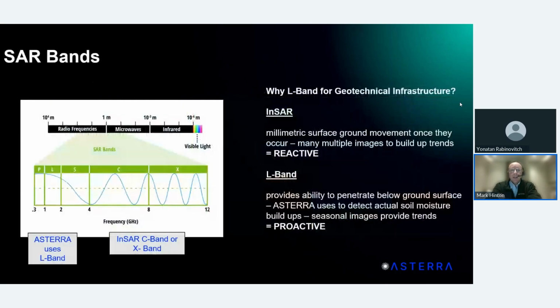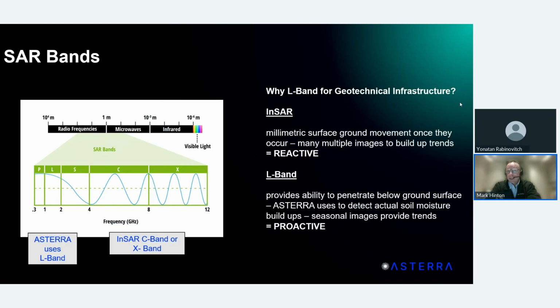So next slide. The green diagram here on the left shows you simplistically the different bands that make up SAR. So you've got X and C there. They're the ones that are commonly used for InSAR. ASTERRA, we're experts and we use the longer L-band. This provides the ability, because of its longer wavelength, to observe subsurface below the ground.